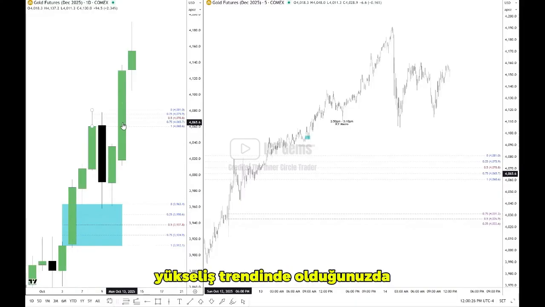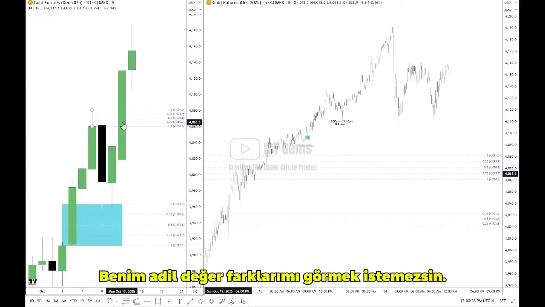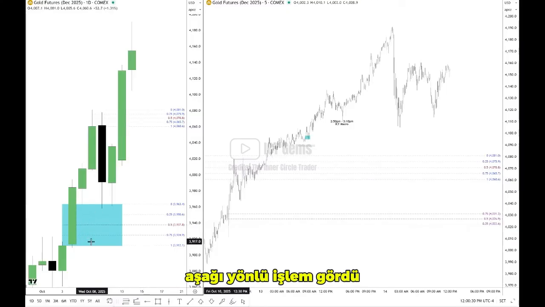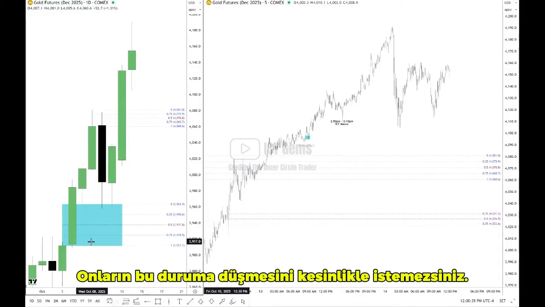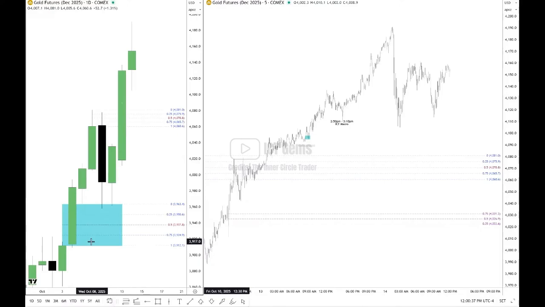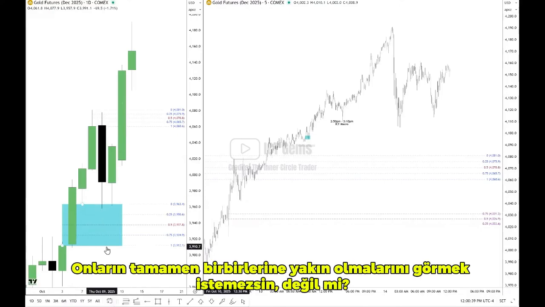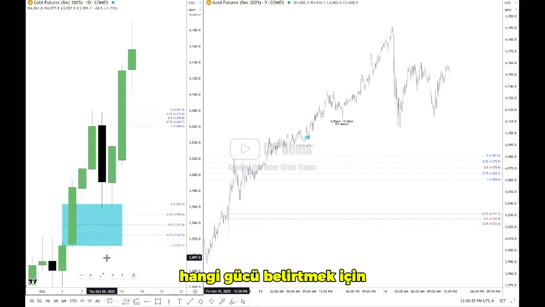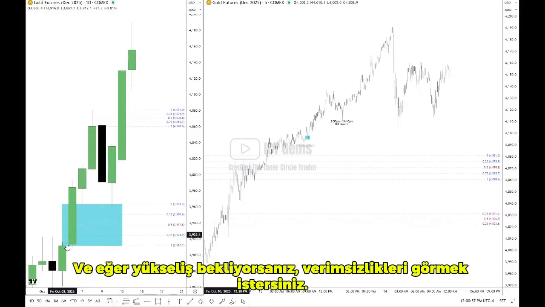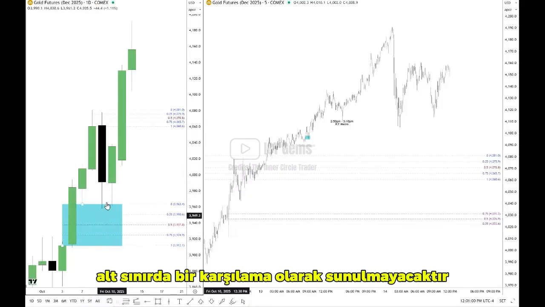When you're in a bullish market, when you're looking for bullishness, you do not want to see my fair value gaps traded down into. You don't want to see them go to their quadrants. You certainly don't want to see them go to consequent encroachment. You don't want to see them completely close in. You have to have inefficiencies left open to indicate what? Strength.